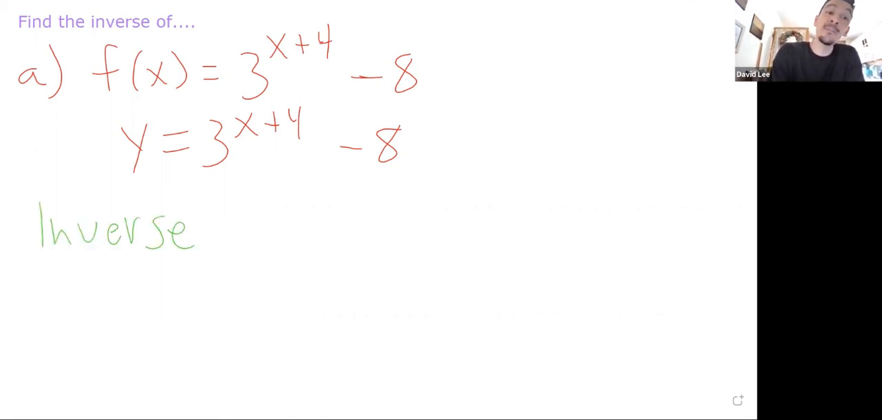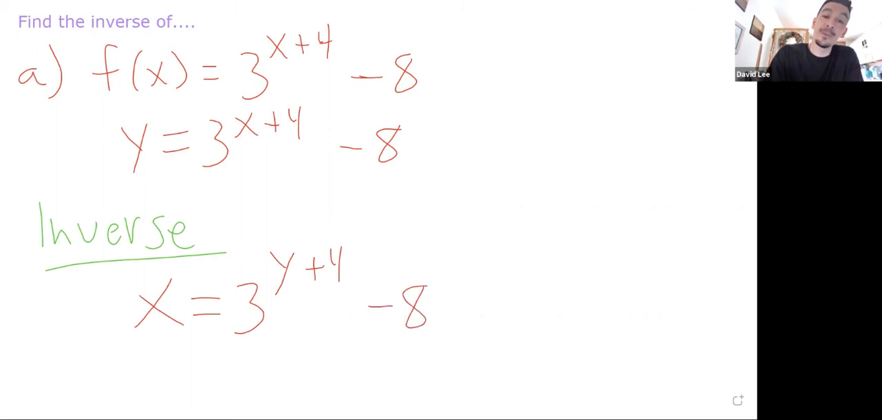We said we find the inverse. So to find the inverse, you switch x and y. Right? We switch x and y. And now we're trying to get y alone. We're trying to find the inverse here.